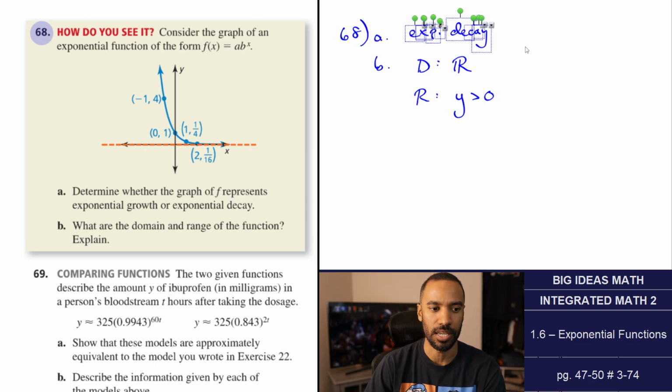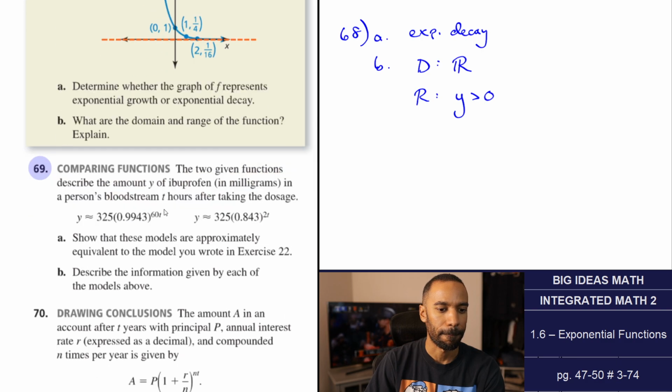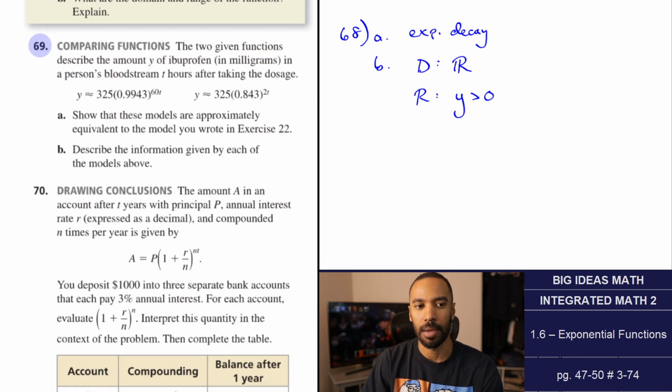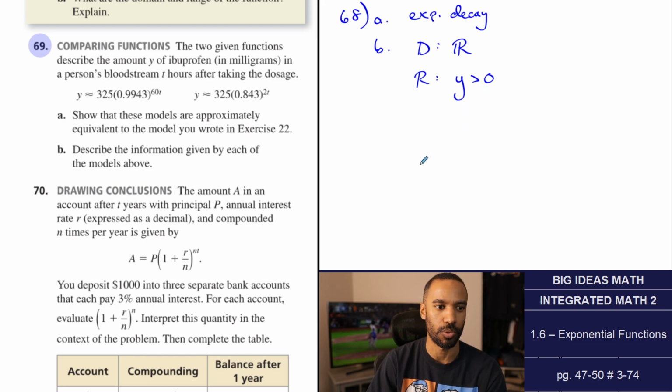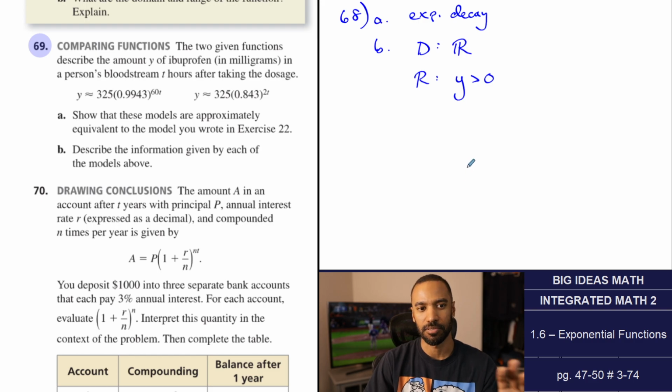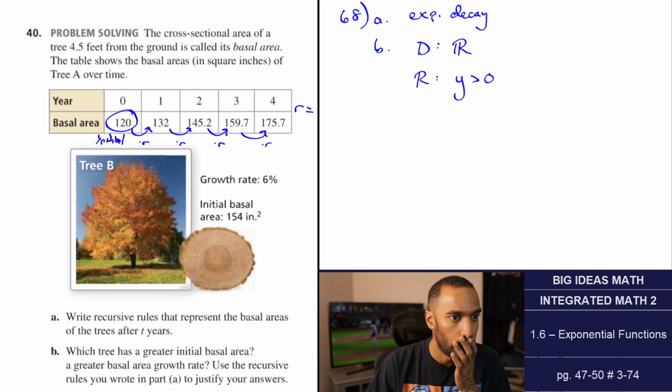That's number 68. Number 69, comparing functions. The two given functions describe the amount y of ibuprofen in milligrams in a person's bloodstream t hours after taking the dosage. So there are two of them. There's 325 times da-da-da and 325 times da-da-da. Show that these models are approximately equivalent to the model you wrote in exercise 22. Okay, let's go to exercise 22.